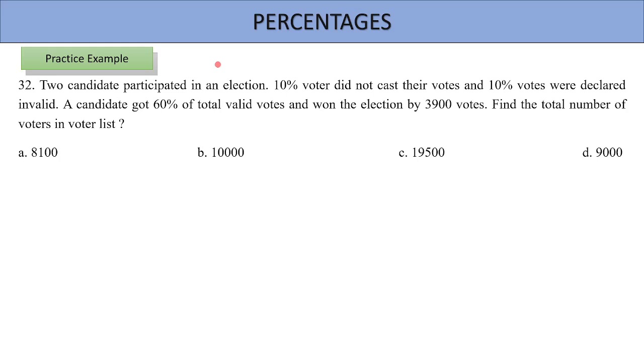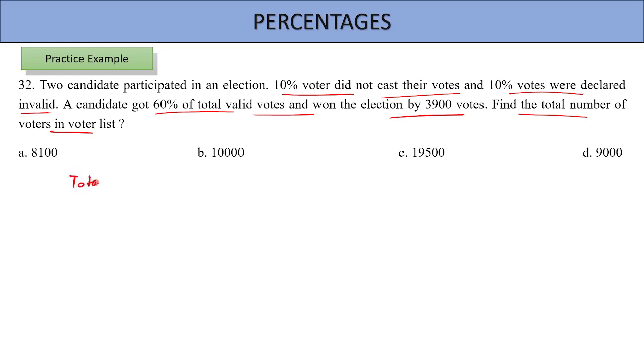Two candidates participated in an election. 10% of the voters did not cast their votes. 10% votes were declared invalid. A candidate got 60% of the total valid votes and won the election by 3900. Find the total number of voters in the voter list.